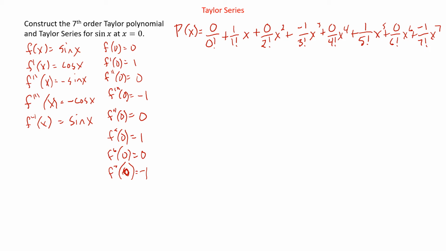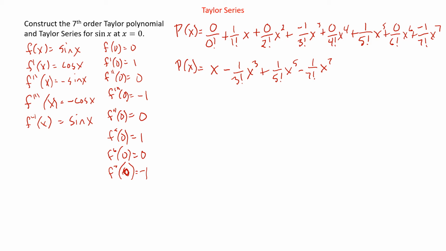All right, well, this will simplify significantly because we've got a lot of zeros in there. So P of x equals 0, that's 0. So 1 over 1 factorial is just x, 0x squared, minus 1 over 3 factorial x cubed. 3 factorial is just 3 times 2 times 1, which is 6, or we could leave it as 3 factorial. Leaving it as 3 factorial will actually help us with the equation. X cubed plus, we have 0x to the fourth, 1 over 5 factorial x to the fifth, no x to the sixth, and then minus 1 over 7 factorial x to the seventh.